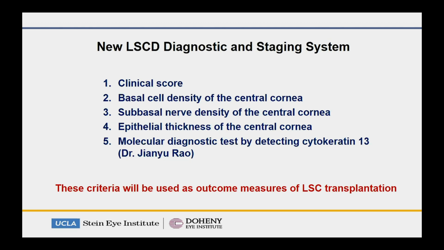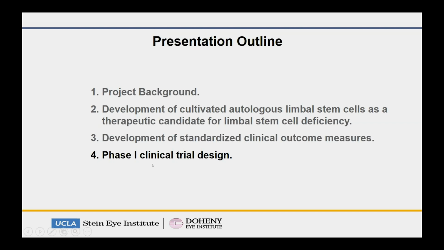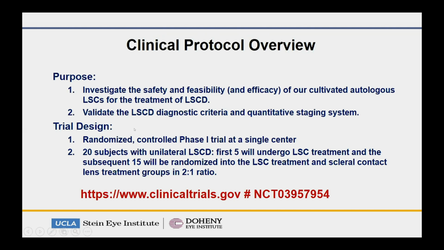In this last session, I will introduce you to our phase 1 clinical trial. The purpose of this clinical study is to investigate the safety and feasibility, and hopefully part of the efficacy, of our cultivated autologous limbal stem cells for the treatment of limbal stem cell deficiency. We also want to validate the limbal stem cell deficiency diagnostic criteria and quantitative staging system. This is a randomized controlled phase 1 clinical trial at a single center. 20 subjects will be recruited.